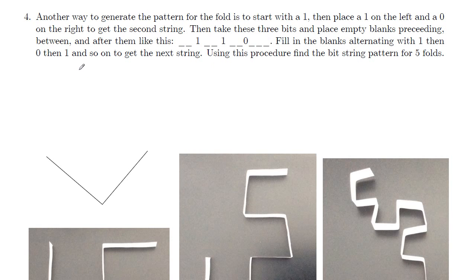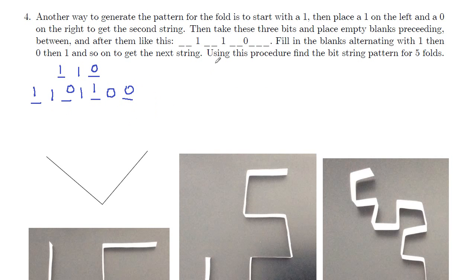So here's how that looks. So you start with a 1, so that was your first bit string. Put a blank on the left and a blank on the right. Fill that in with a 1 and then a 0. That's your next bit string, 1 1 0. And then take the 1 1 0, put blanks in between those bits, and a blank on the end and a blank on the start. And then insert into these blanks 1 0 1 0, alternating. And then keep that pattern going.